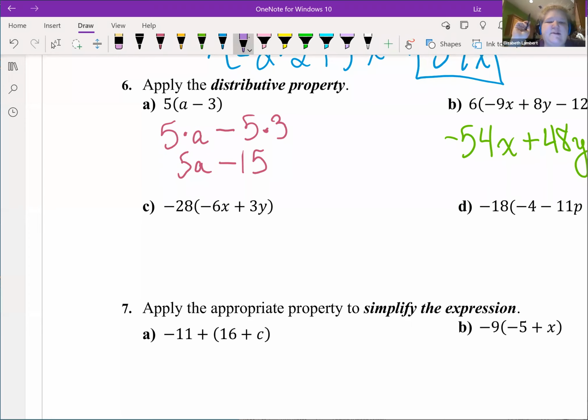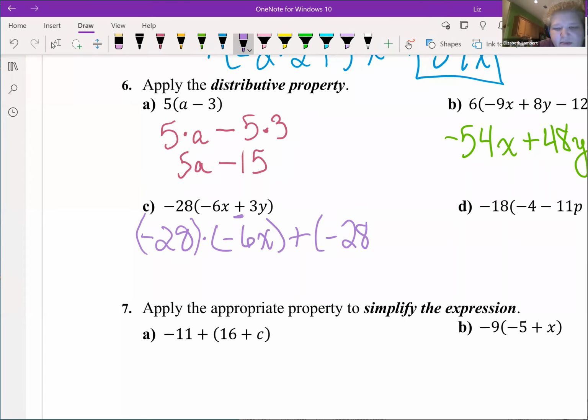All right. So now I have negative 28 and then 2 terms inside. So I'm going to write it out like I did on A. So this will then become negative 28 times, and I'm going to write negative 6x. You know what? Everybody's going to get parentheses. The plus here is the plus here, and then negative 28 and 3y.